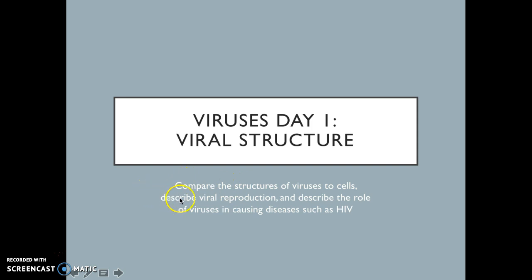Okay. The next thing is to describe the viral reproduction. We're going to talk about that in the next day, and describe the role of viruses in causing diseases such as HIV. But just keep in mind, today we're only going to focus on the first one, which is to compare the structure of viruses to that of cells like prokaryotes and eukaryotes.